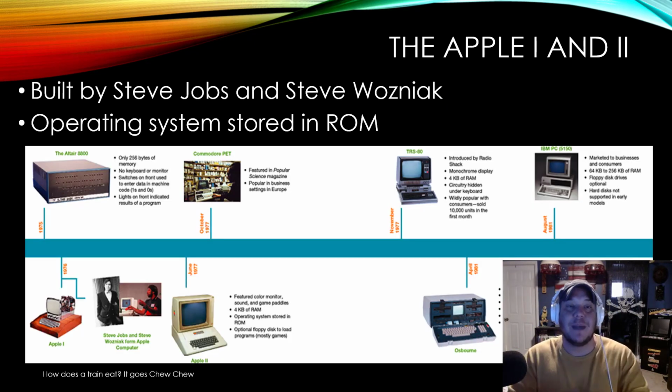Now, during this generation, we had some companies come about that were pretty big. We had Apple with Steve Jobs and Steve Wozniak. They created the Apple I and II. In fact, Steve Wozniak created the Apple I and II, and Steve Jobs created the Apple Company. Around this time, Altair was released. Steve Wozniak, who was an employee of Hewlett-Packard, was dabbling with his own computer design. Steve Jobs was working for a computer company named Atari at the time, and they built these computer systems and released them.